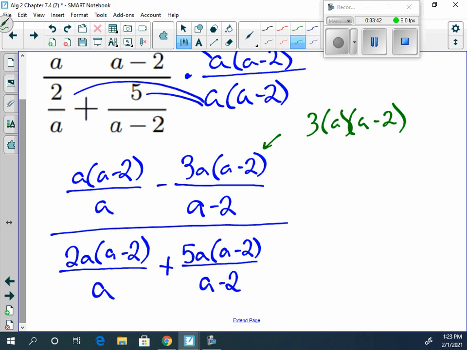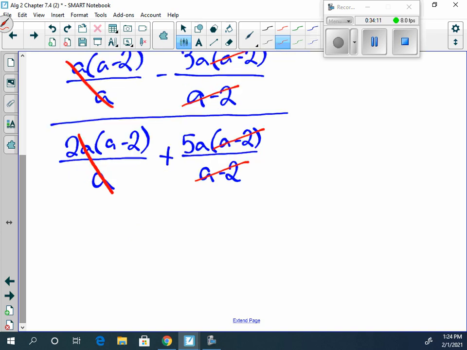So we could write the parentheses around it and then multiply, or just connect those two together. There's not a whole lot of difference between that. Any other questions? Okay. Well, let's see what's in common on top and bottom. Well, we have the A and A. We have the A minus 2 and A minus 2. Here we have the A and A. And A minus 2 and A minus 2.